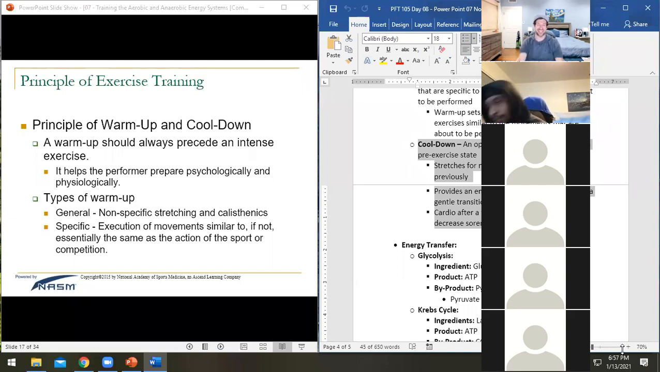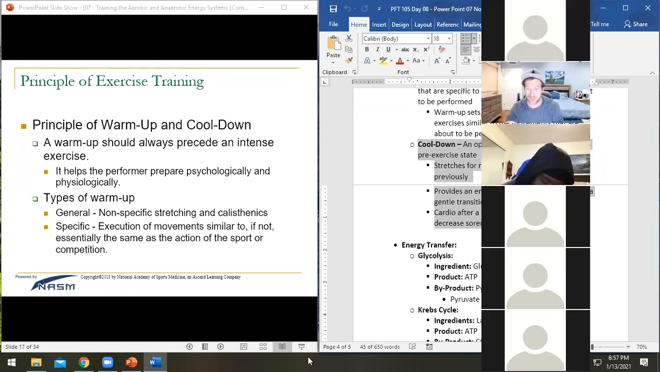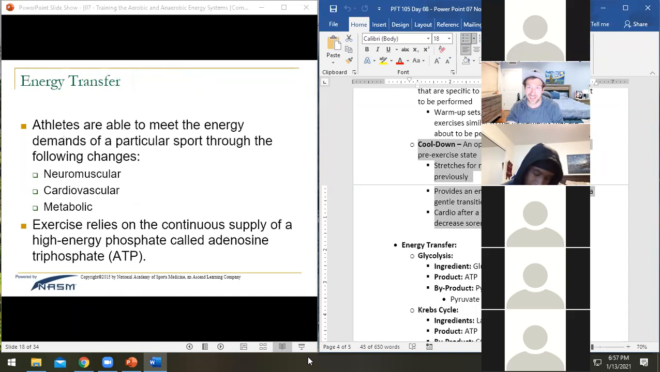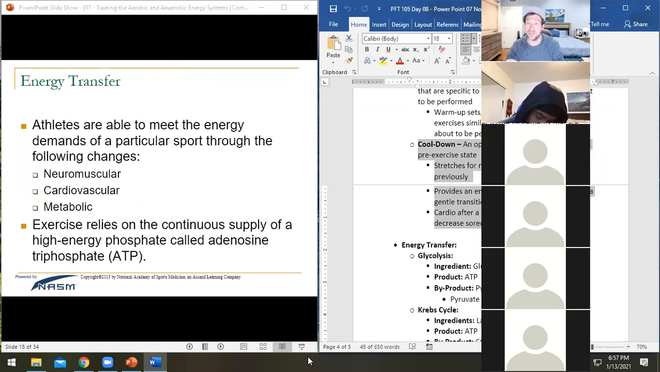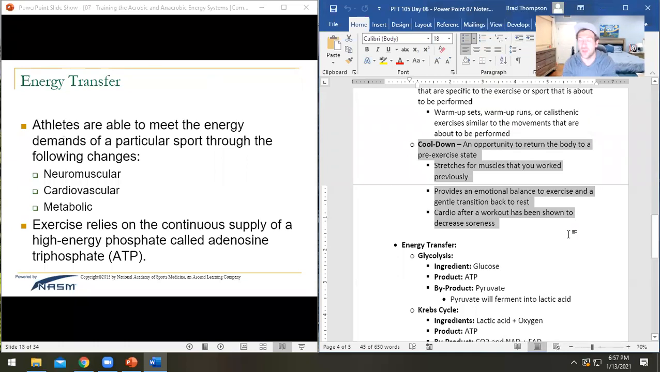It really is. Your cool down, there's a couple of reasons it's important. Obviously, it's a chance for you to get your mobility and do a little bit of that flexibility training that's going to reset you at the end of your workout. Stretch muscles that you maybe worked on that day. That way they don't ever develop into overactiveness.